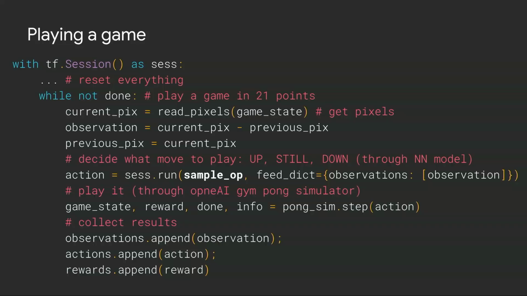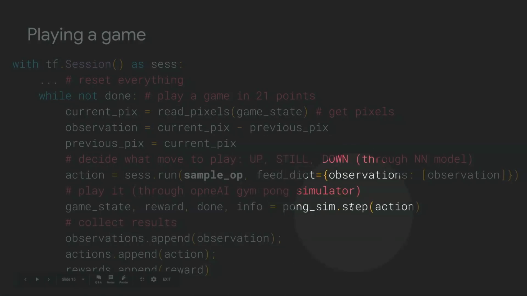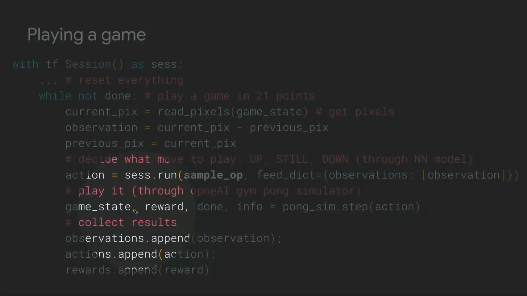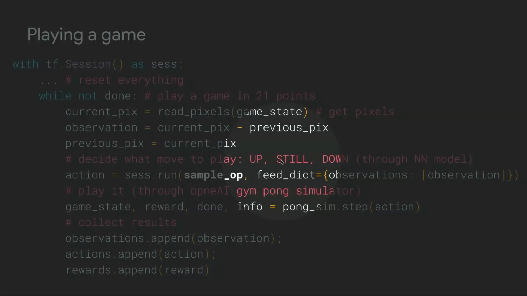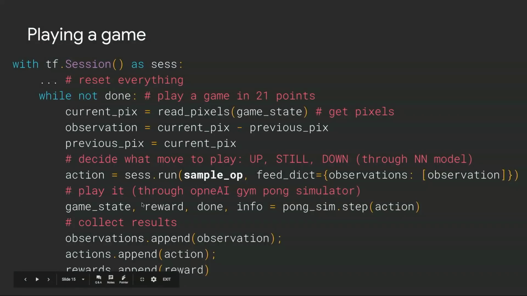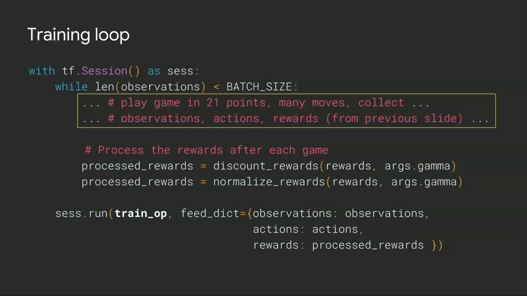Then we use a Pong simulator here from OpenAI Gym. We can give it this move to play, and it will play the move and give us a new game state, give us a reward if we scored a point, and give us information on whether this game in 21 points is finished. Okay? That's all we need. Now we simply log all that stuff. We log the pixels, we log the move we played, we log the reward if we got one. So we know how to play one game, and we will play many of those games to collect a large backlog of moves.